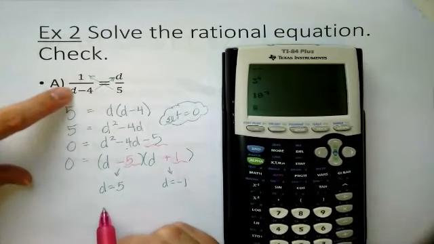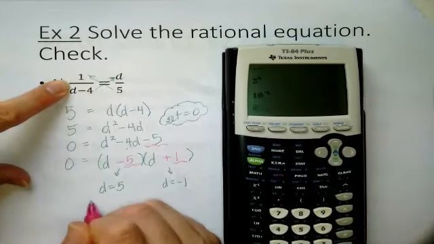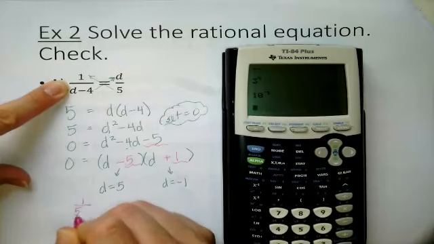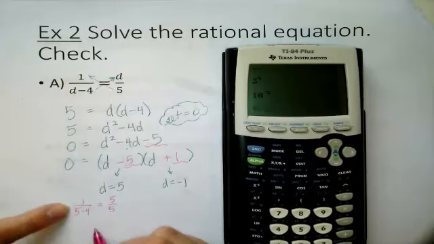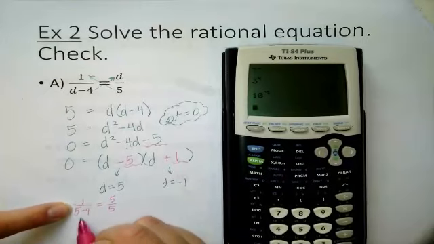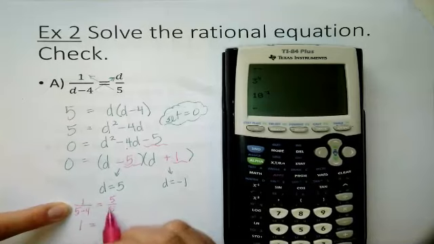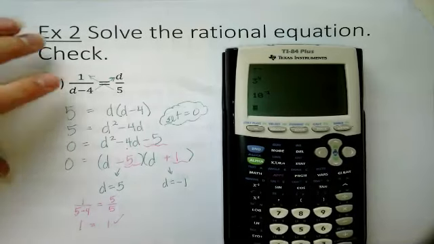So I'm going to go ahead and plug in my 5. I'm just going to plug into my original. You could use the calculator if you wanted to. So 5 over 5. So let's see, easy to do by hand, especially on something like this. 5 minus 4 is 1. So we get 1 divided by 1 is 1, and 5 over 5 is 1. The left and the right balance perfectly.